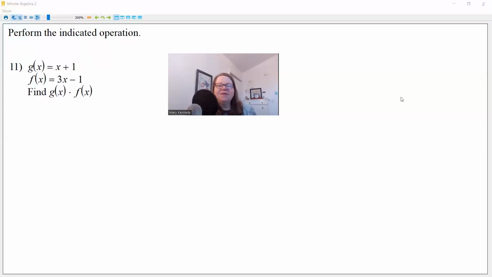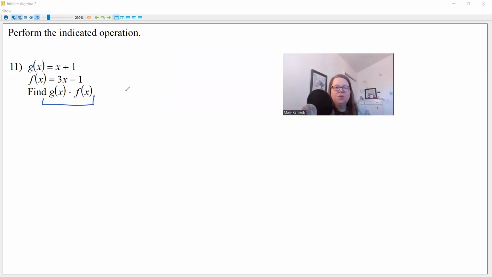All right, another question on functions, and this time we're going to multiply them. So take a look at the notation here, g of x times f of x. This notation can look similar but be very different if it says g of f of x like that. That is a different kind of situation.